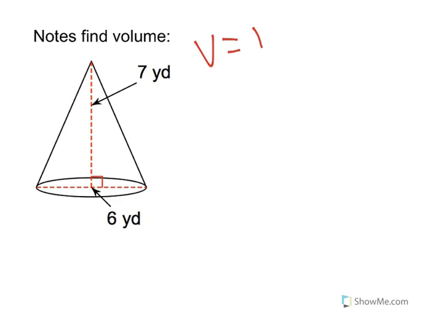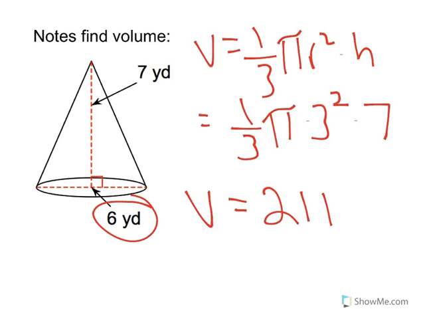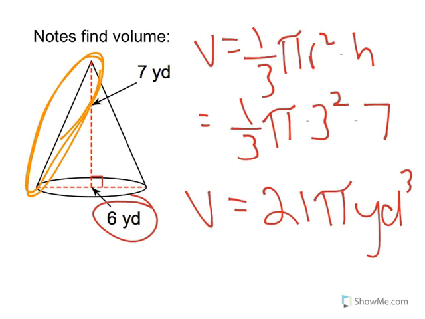So let's look at an example. Our volume formula, 1/3 pi r squared times the height. 1/3 pi, the radius would be 3 squared, making sure that we take half of the diameter, and then the height is 7. So we'll get the volume to equal 21 pi yards cubed. Just keep in mind that if you have the slant height given, then you would have to use the Pythagorean theorem to find your regular height. Obviously, that's not the case in this picture, but it can happen.